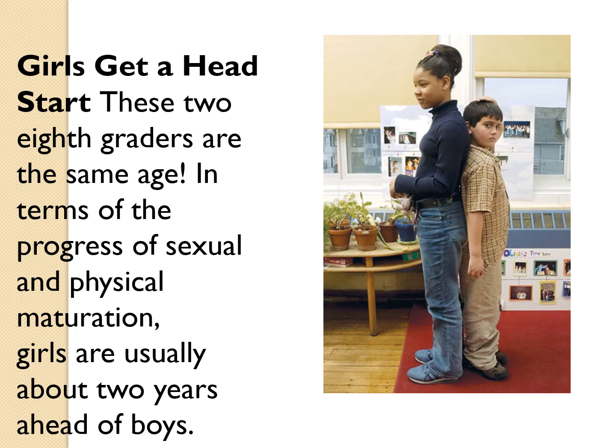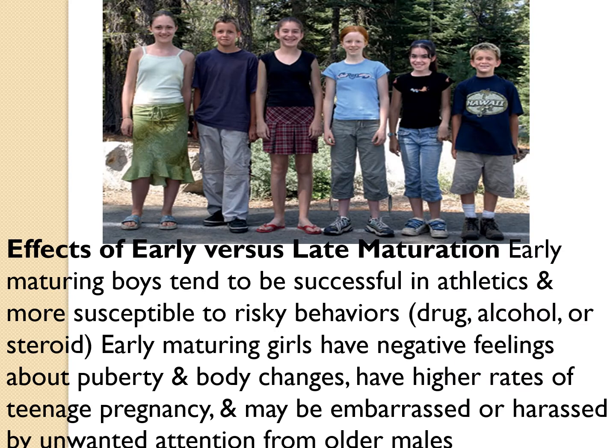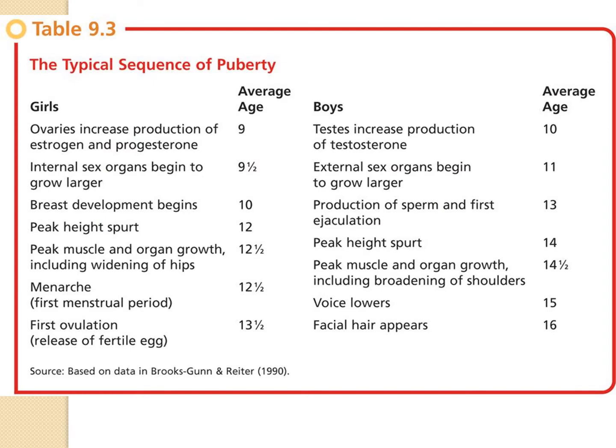Here's a wide variation of maturity levels, from the late maturing boy on the end to the early maturing boy on the opposite side, early maturing girl to late maturing girl. Here's our sequence of puberty on average of when they happen, from 9 to 13 and a half for girls on that. Physical aspects, not just emotional aspects, physical ones, 10 to 16 for the boys.